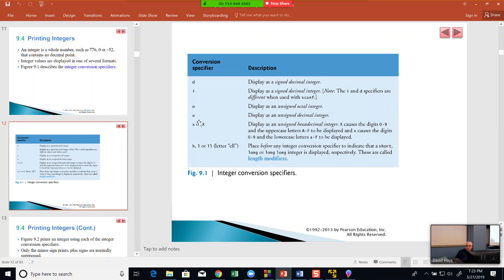Okay, so %o, u is unsigned decimal integer. h or l placed before integer conversion indicates short or long integer is displayed. Length modifiers.